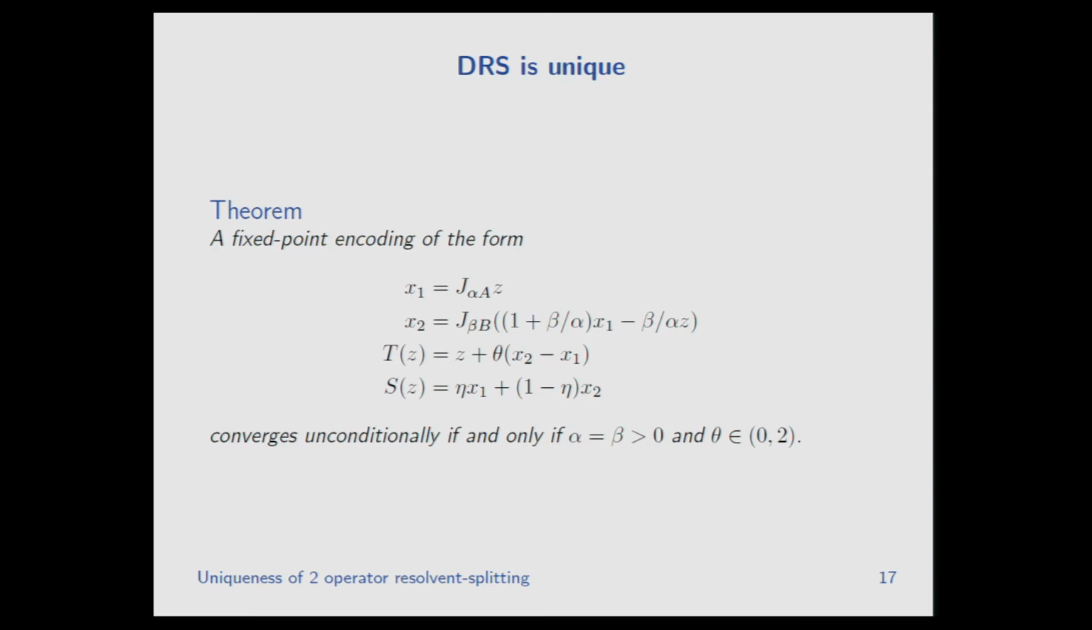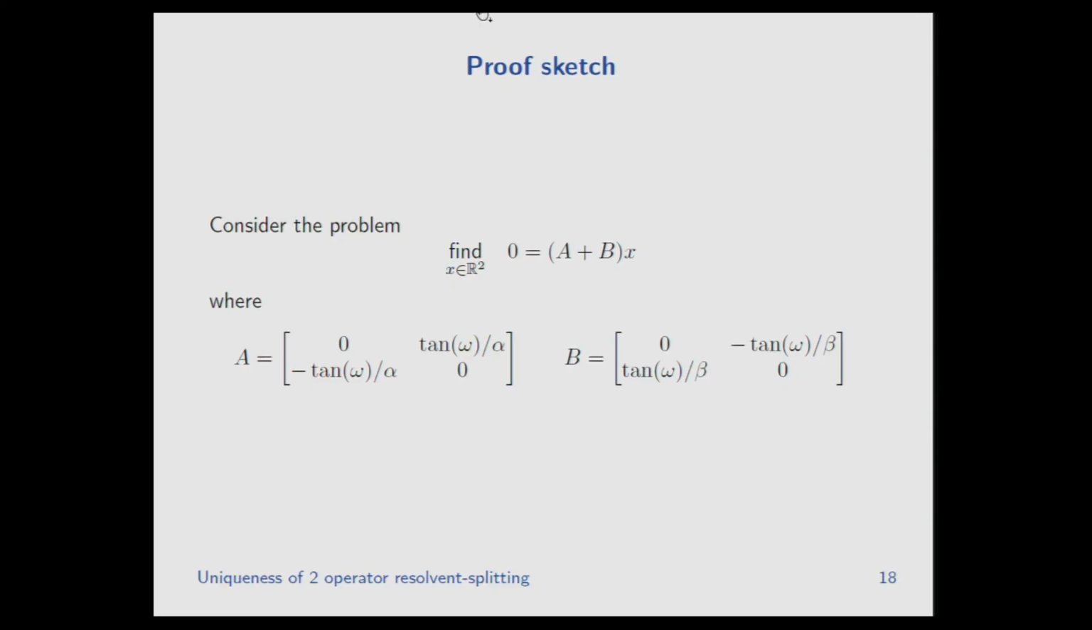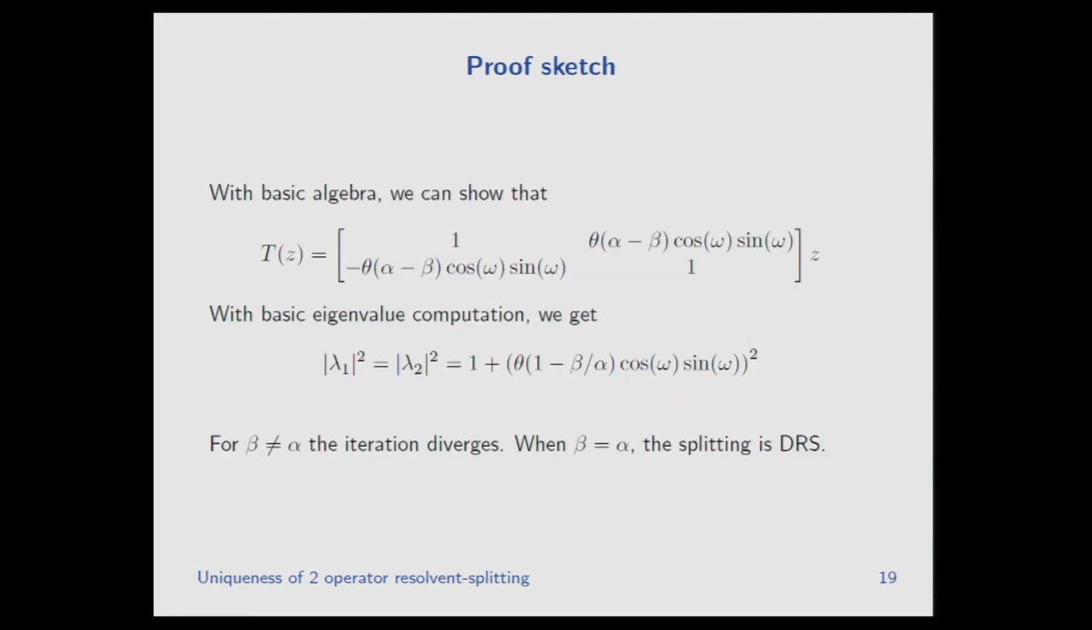There were some additional splittings that we could have investigated, but the cases that are not DRS will diverge for some problems. And here's a really quick proof. I look at a particular two-dimensional monotone inclusion problem, where this is the operator A and this is the operator B. When alpha is not equal to beta, the solution is unique at 0. When I run DRS, the fixed point mapping looks like this after some calculations, and the eigenvalue of this mapping is strictly bigger than 1. Therefore, when alpha is not equal to beta, the iteration diverges. This means only beta equal to alpha has a chance of being unconditionally convergent. And we all understand when DRS converges.